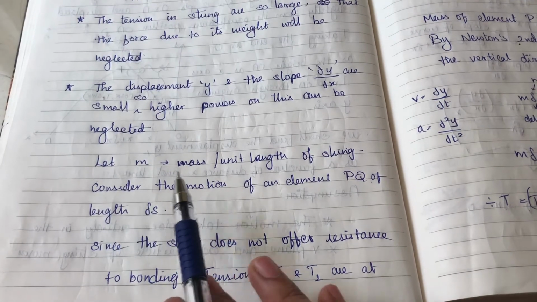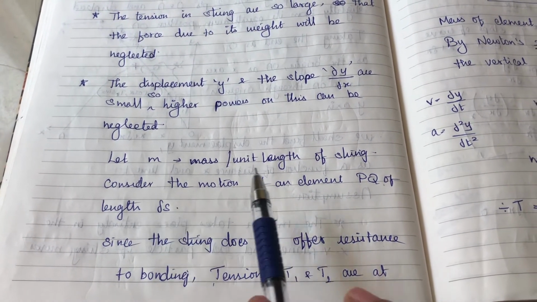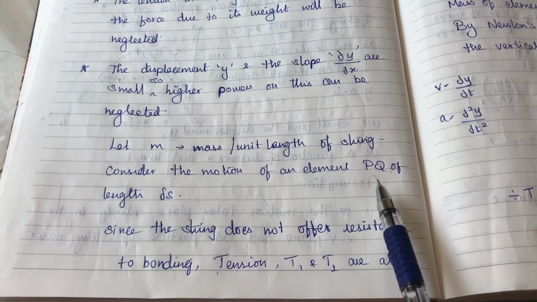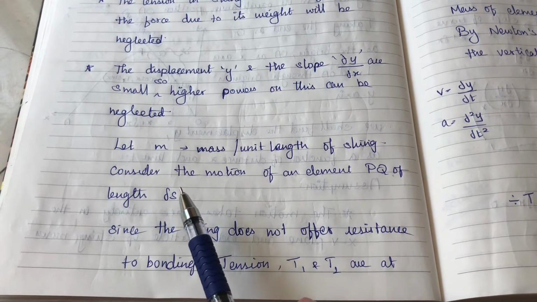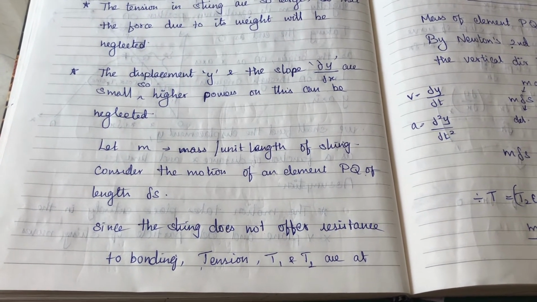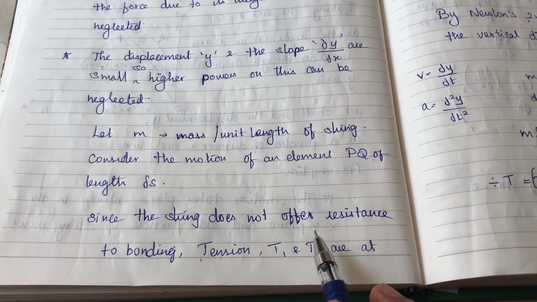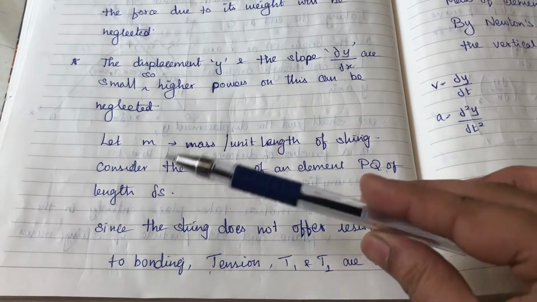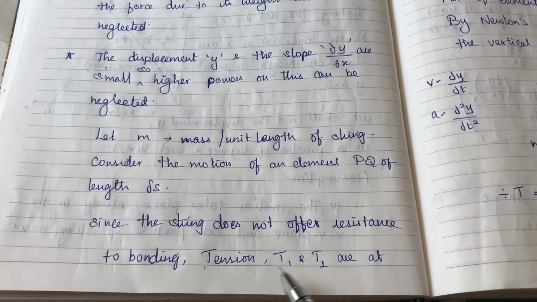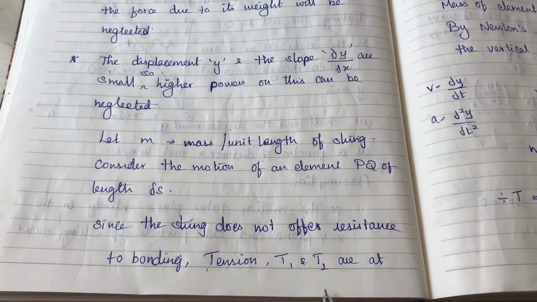Let's take m as the mass per unit length of the string. Consider the motion of an element PQ of length del S. So I am just considering the length as a small one, del S. Next, since the string is a flexible one, it does not offer resistance to bending. So the tension, we know, T1 and T2.